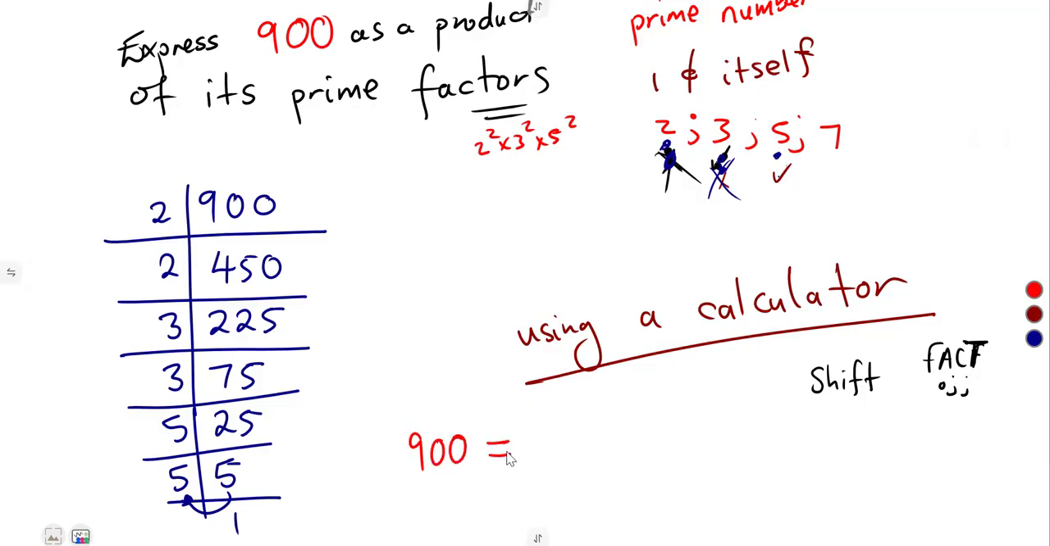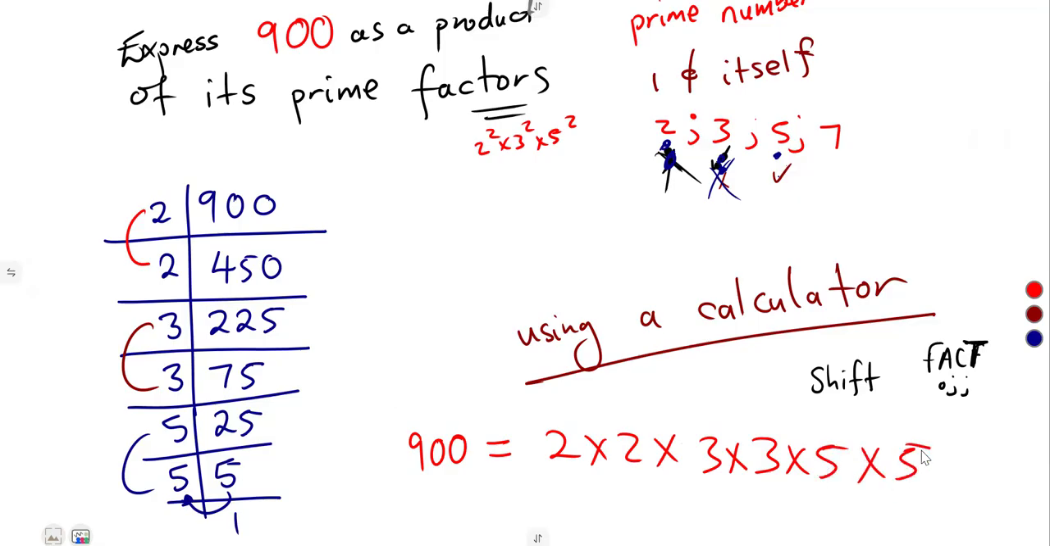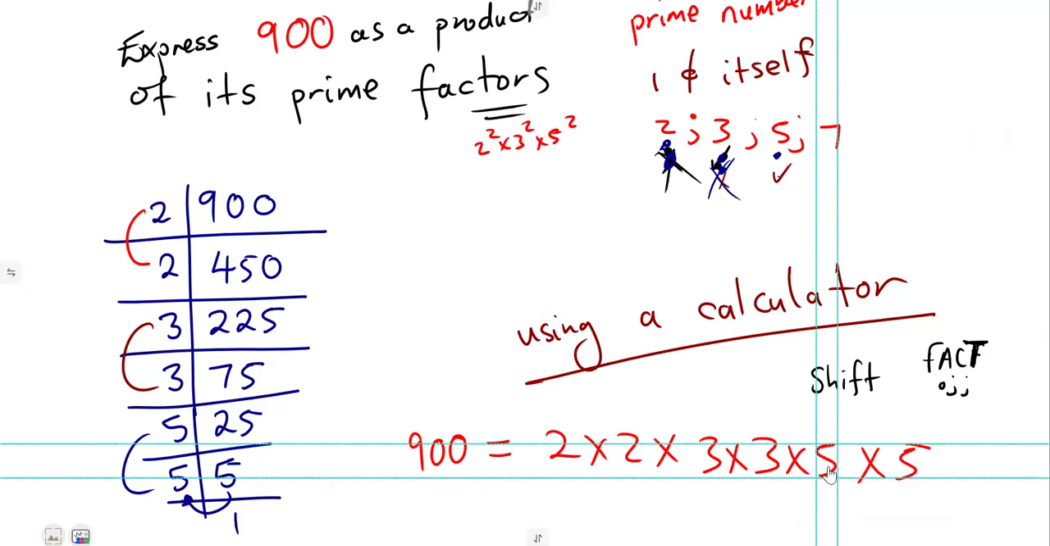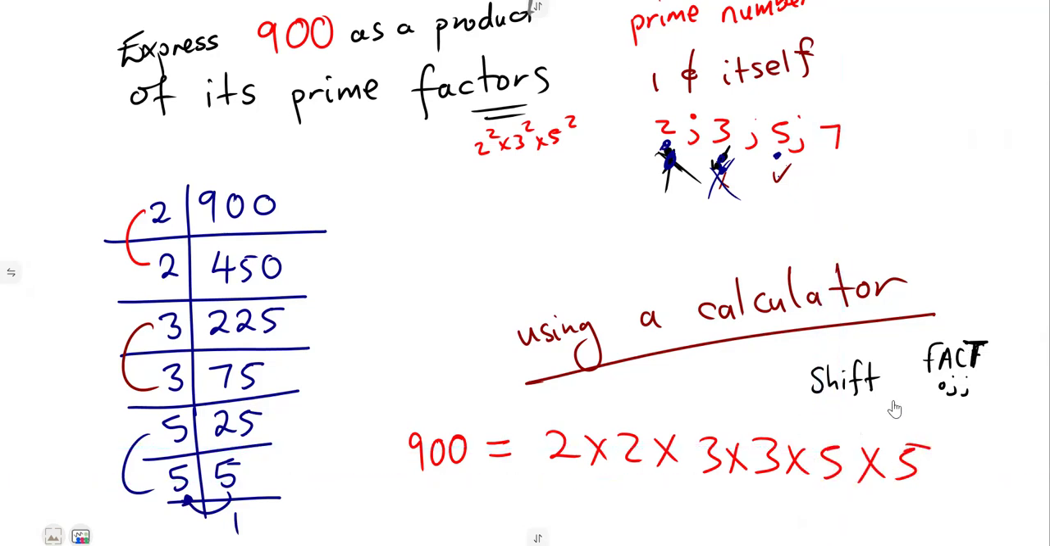So this is what we have. 900 can be written as 2 times 2, then 3 times 3 times 3, then 5 and 5, which is exactly this way in exponent form. It is exactly what we had before in exponent form.